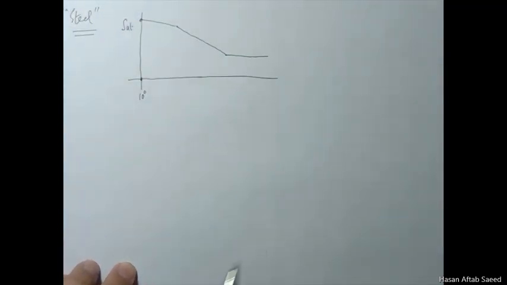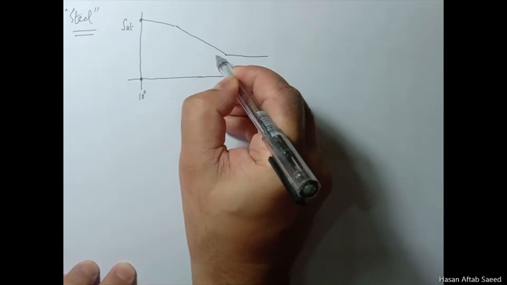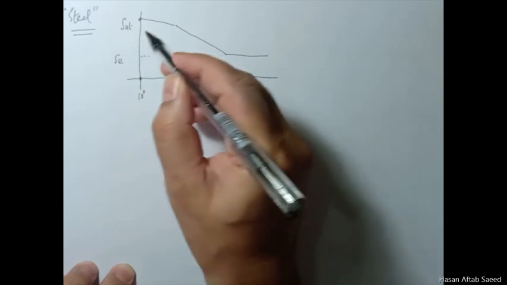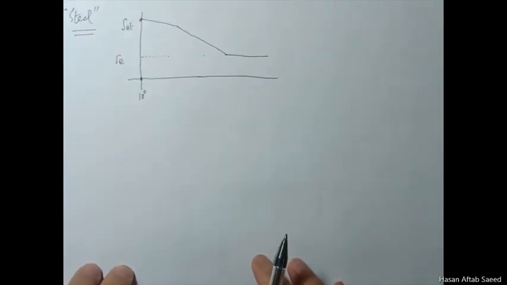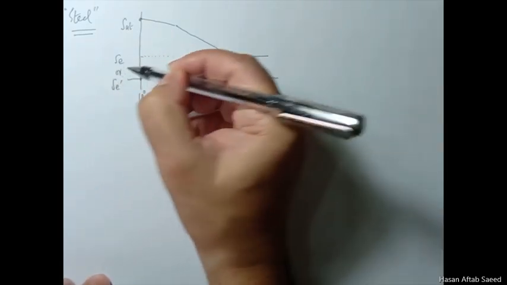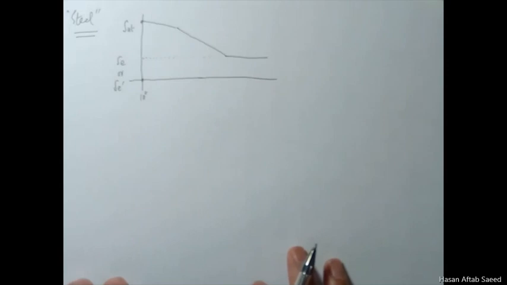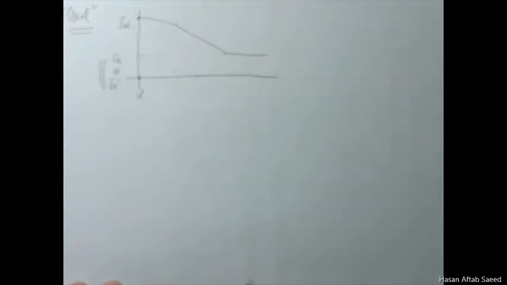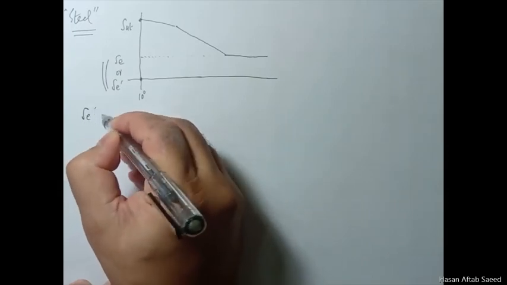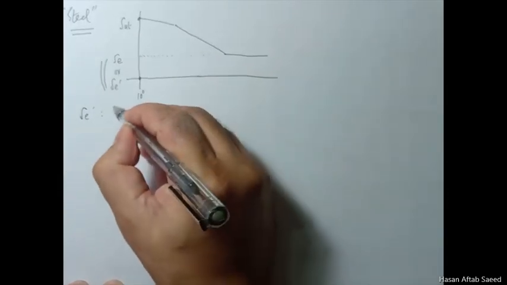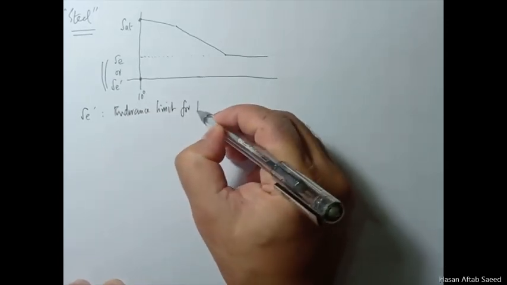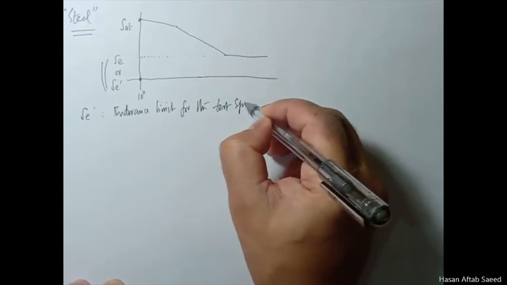Now experiments also give us the value of SE here, and this SE, the endurance limit, is also called SE prime. I'll just go into detail about this later on, but for now, SE prime is the endurance limit for the test specimen.